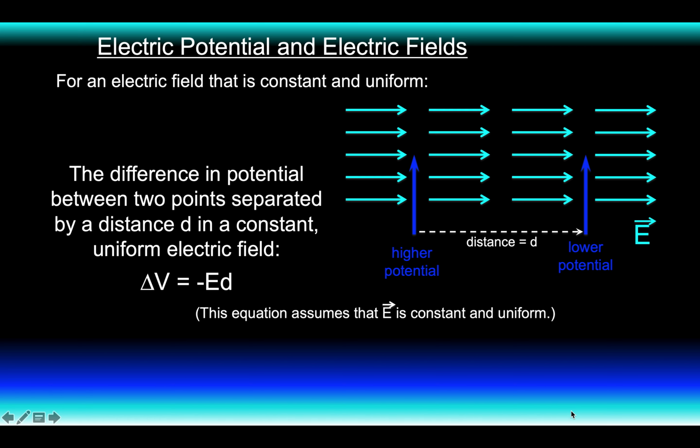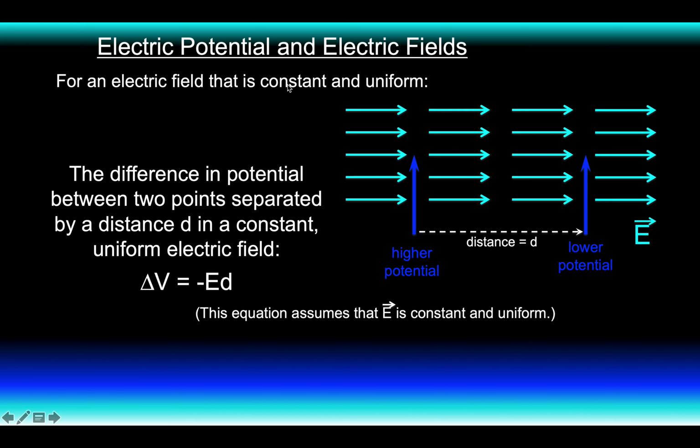Now, there are a few comments I would like to make on this equation. First of all, E is the strength of the electric field. Notice that as we move from our initial location to our final location over a displacement D, the electric field will have the same strength everywhere along that path. That is because we are assuming the electric field to be constant and uniform.